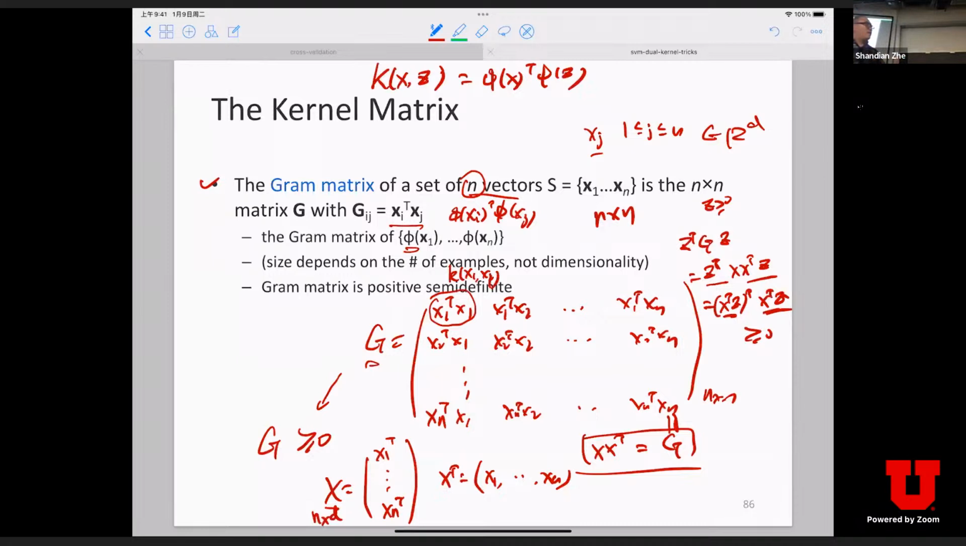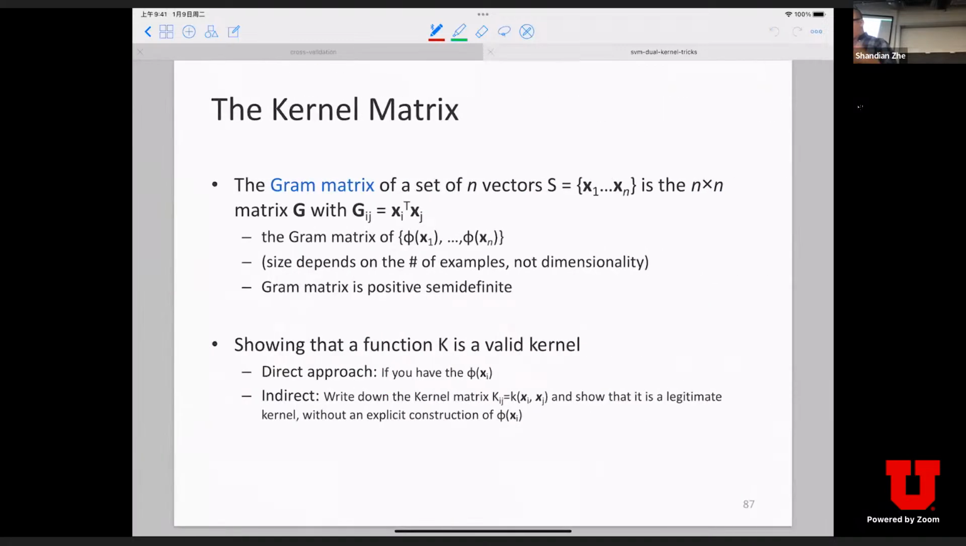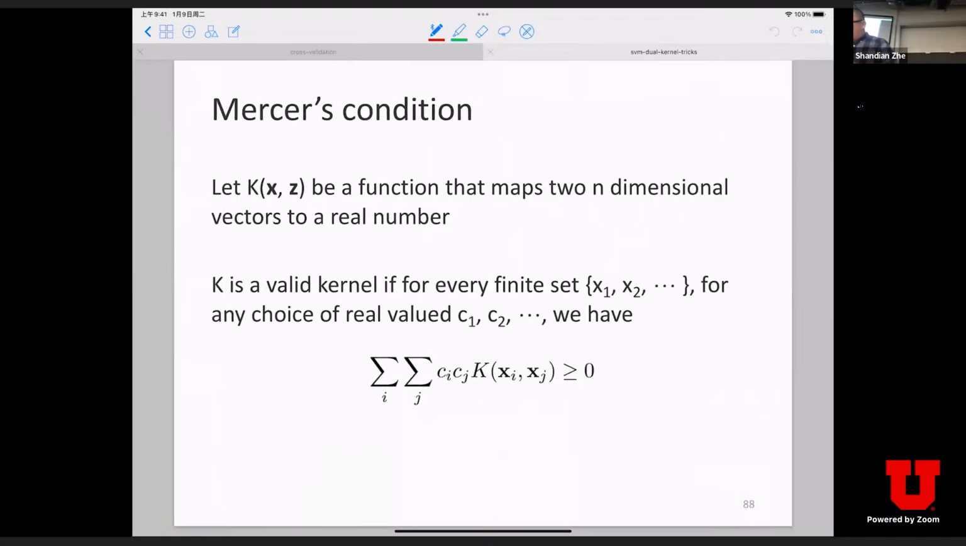That's the rationale. So if K is really valid, then you should imagine that no matter how you pick a set of vectors, I construct such a matrix G in terms of K. That matrix G should always be positive semi-definite, because K is supposed to perform some feature mapping and do the dot product. That leads to our Mercer's condition.